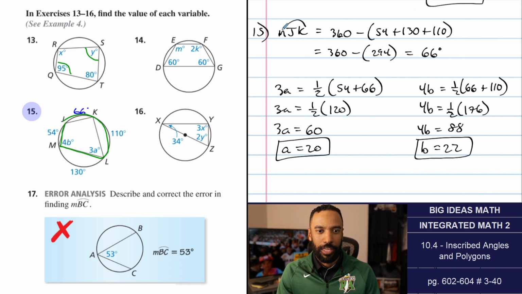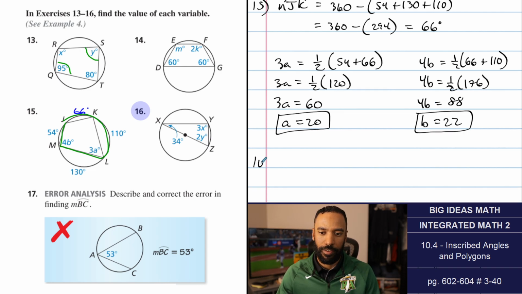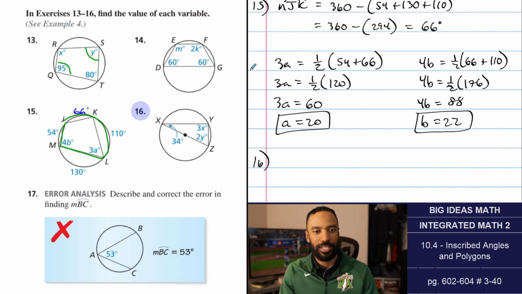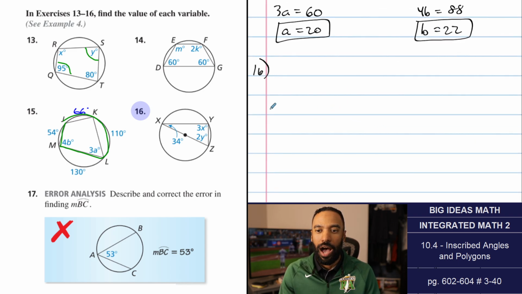All right, so far we're flying through a little bit, which is pretty good. Let's jump to number 16. On number 16, we have an inscribed triangle, but this inscribed triangle is very unique. Sometimes I don't actually see these as triangles, but this time I'm going to. We have the diameter right here, that chord, be the diameter.